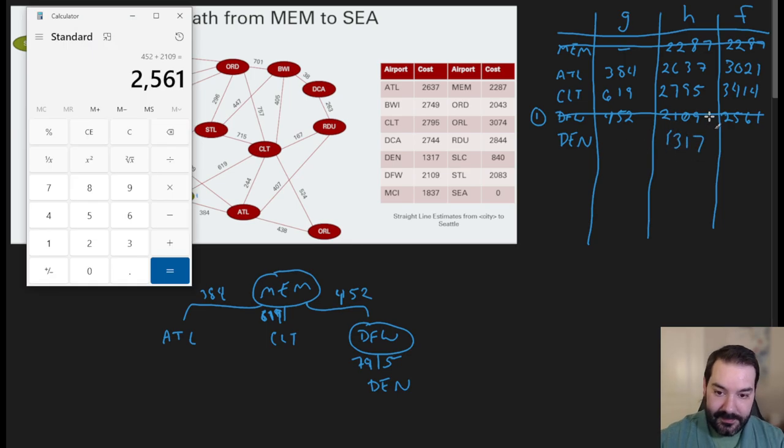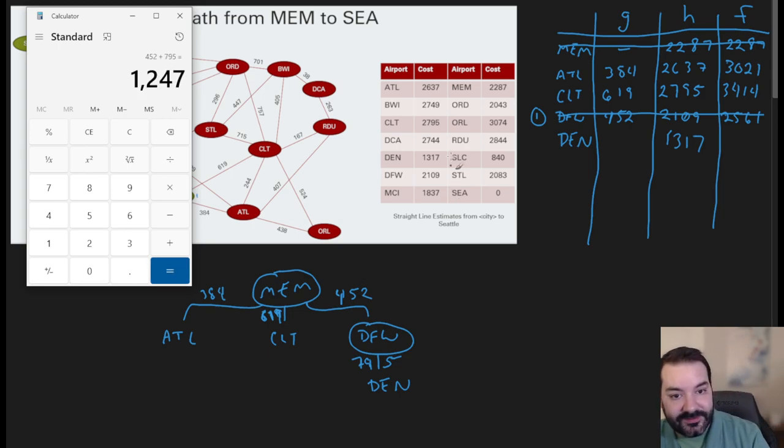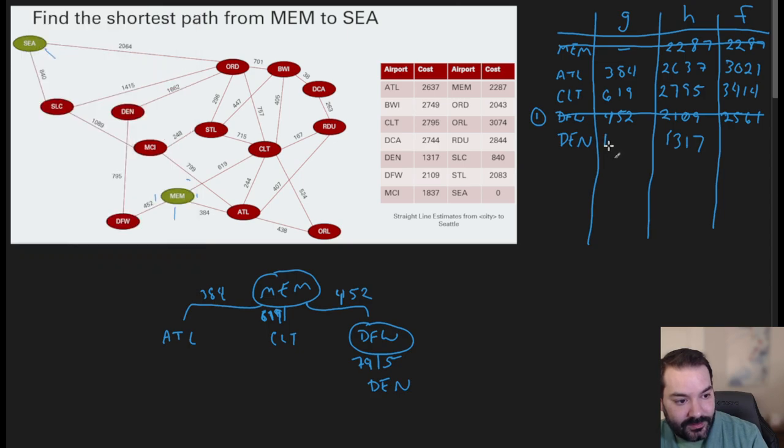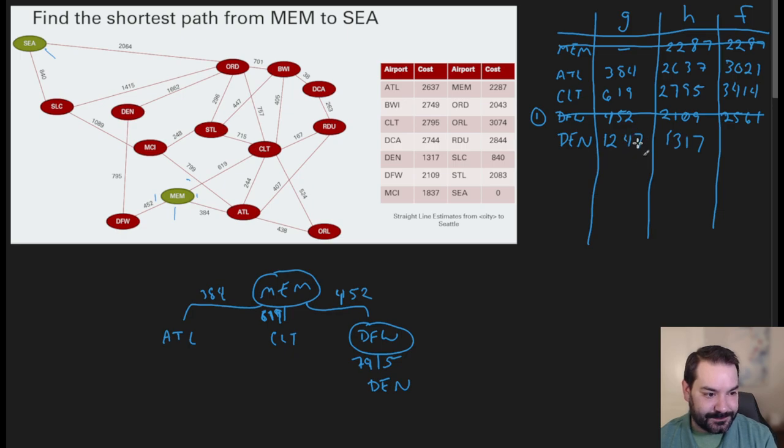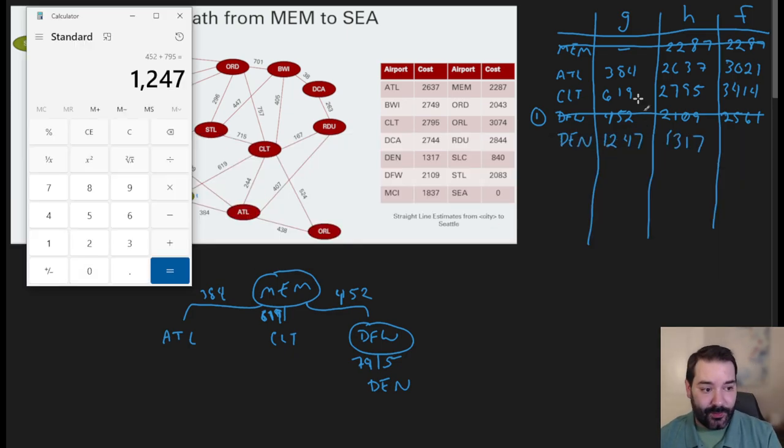1317. Handy dandy calculator. I see that again, I've got to get to Denver, I had to first go from Memphis to Dallas Fort Worth. So 452 plus 795, Dallas Fort Worth to Denver. That's gonna make its G 1247. All right, well, I gotta take that 1247 plus that 1317, and that's 2564.